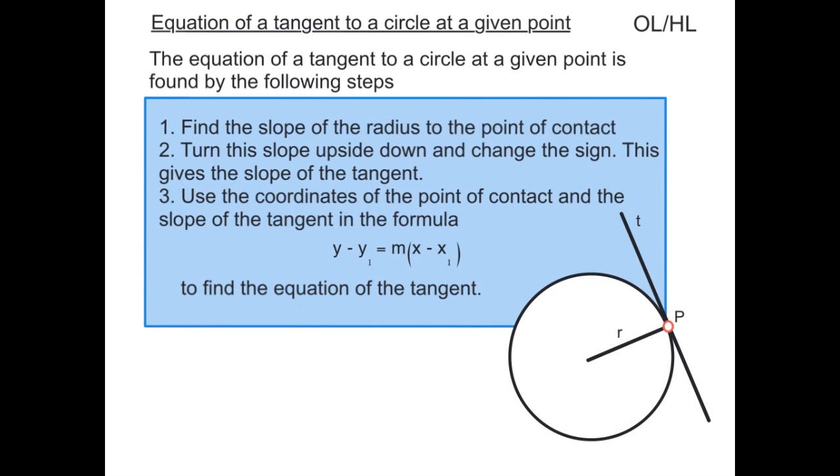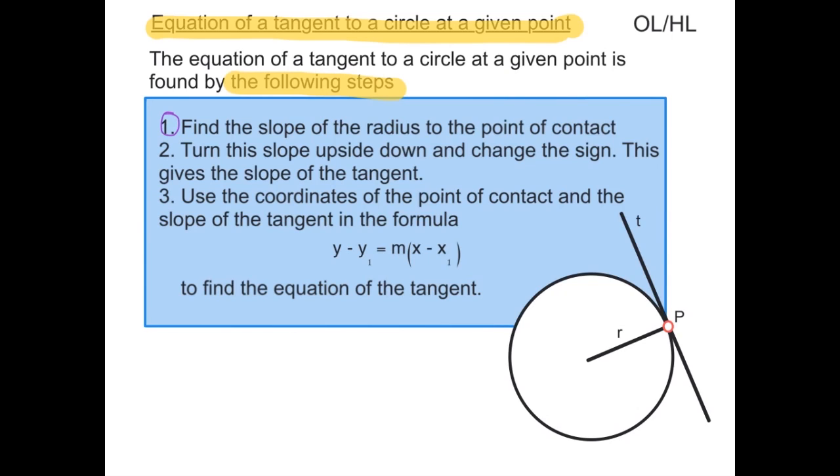In this video, I'm going to be talking about how we find the equation of a tangent to a circle at a given point. The way we find the equation of a tangent to a circle at a given point is by the following steps. Step 1 is to find the slope of the radius to the point of contact.